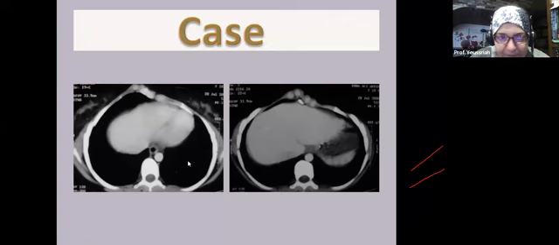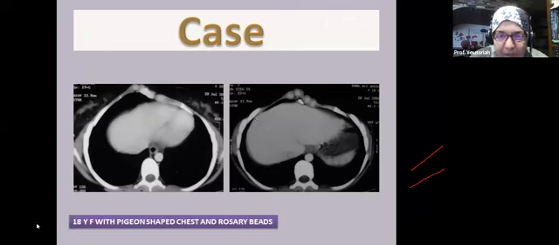What we see here is abnormal configuration of the chest. This is an 18 years old with a pigeon-shaped chest. And these beads anteriorly are rosary beads. It's a case of healed rickets.